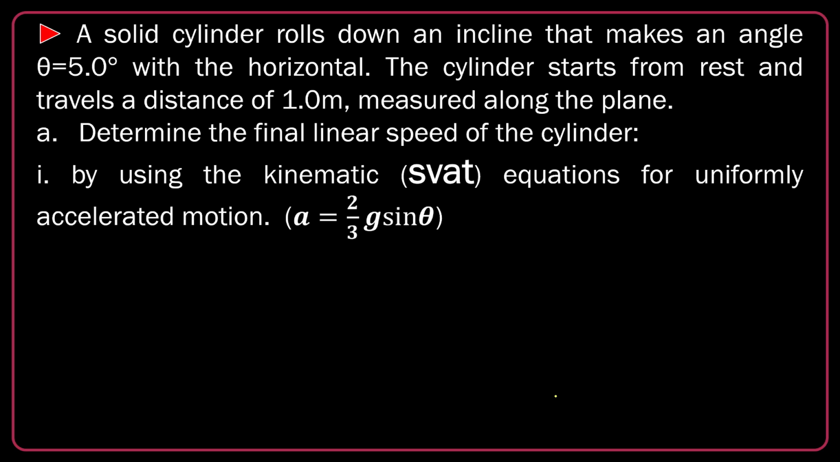Another question. A solid cylinder rolls down an incline that makes an angle of 5 degrees with the horizontal. The cylinder starts from rest and travels a distance of 1 meter measured along the plane. Okay? Determine the final linear speed of the cylinder. Linear speed. First, by using the kinematic SUVAT equations for uniformly accelerated motion. Just to remind you, the acceleration we found for a rolling down solid cylinder is 2/3 of g sine of theta, according to the previous question.